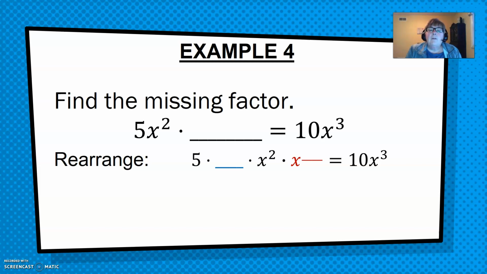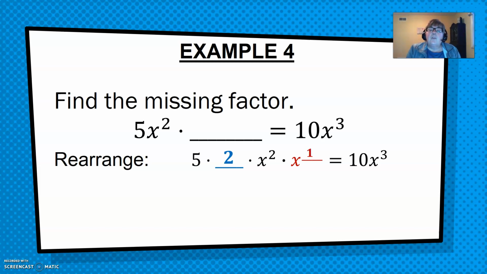Well, 5 times what equals 10? Well, if you don't know that right off the top of your head, you could find it by doing 10 divided by 5, and you would get 2. 5 times 2 is 10. Well, x squared times x to some exponent, well, I know that when I add 2 plus something, it needs to equal 3. Well, 2 plus what equals 3? Well, 2 plus 1.